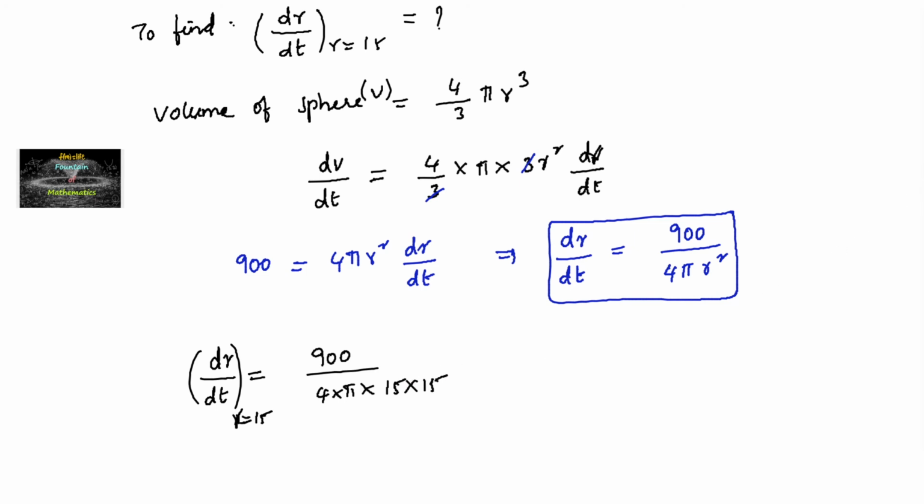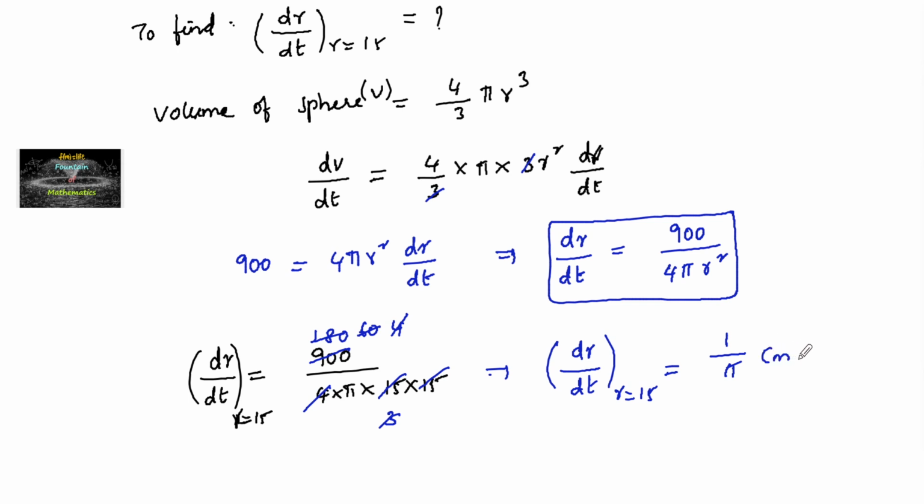So now let's cancel here. 900 cancels with 15 times 15 and 4, and we are getting dr by dt at r is equal to 15 is equal to 1 upon pi. So we can write 1 upon pi centimeter per second.